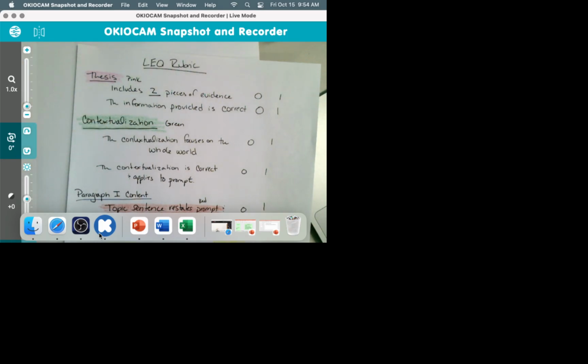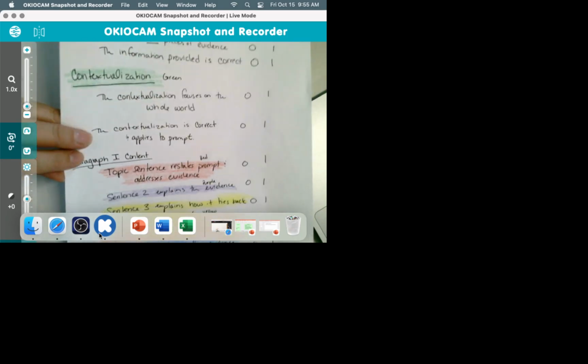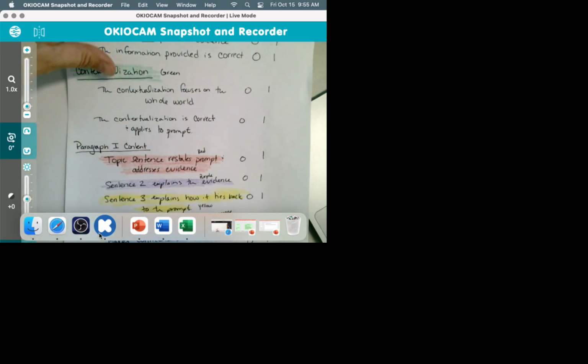Now, does it have to be vaguely, like the world continues revolving? No, but you should be including different regions, ladies and gentlemen. You're not just going to talk about Europe, or just India or South Asia. You need to talk about East Asia and Africa. You need to talk about different parts of the world to show you have that understanding. So contextualization has to be correct and apply to the prompt. You can't just start talking about absolutely nothing and think it scores.